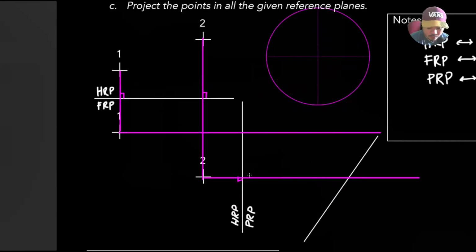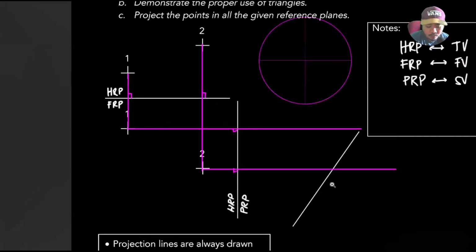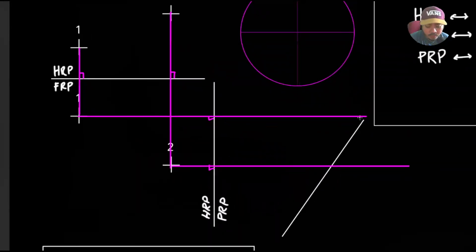So let's just complete it. No? So meron tayong projection line din. This is also perpendicular. Yeah. Okay, so once we have found our projection lines, we know that point 1 should be somewhere here, and point 2 should also be somewhere here.